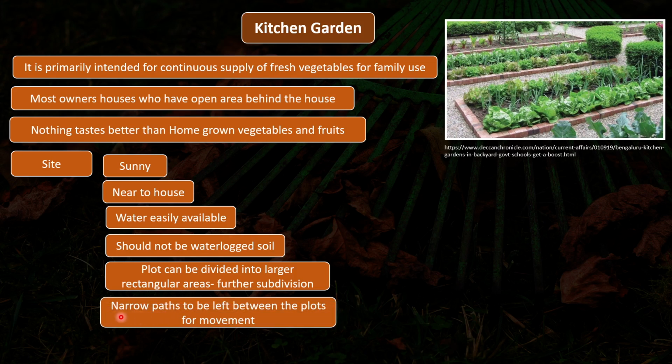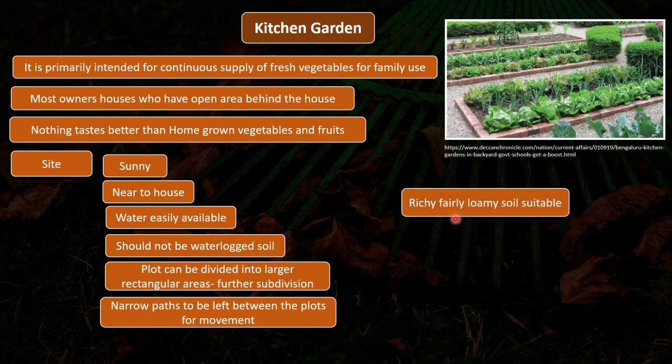And at the site you need to have narrow paths to be left between the plots for movement. So it is important to put a path in between because the path will allow your activities to be carried out, like you need to water daily but you need to move between the plots. So for all those movements that you have to do, all the instruments that you have to carry, you need to have space in between the plots. So a narrow path should be made between the plots.